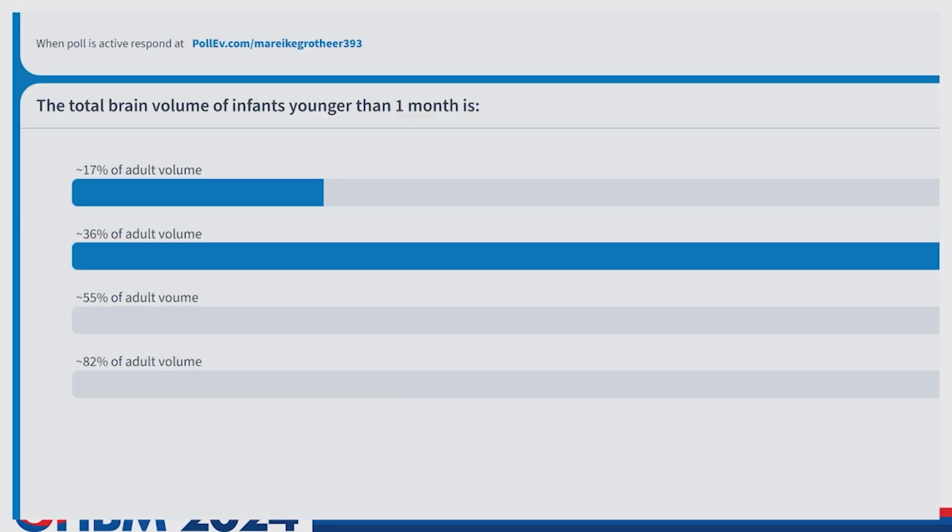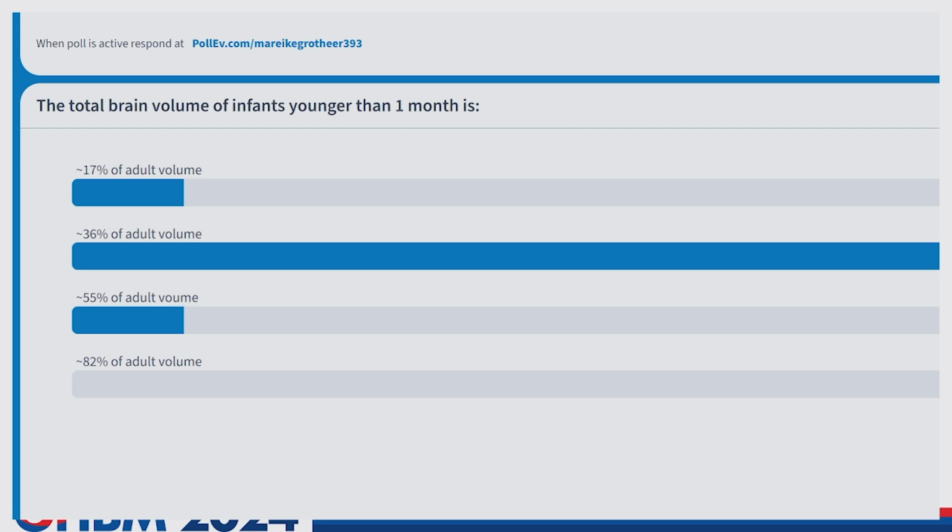So what do you think? The total brain volume of infants younger than 1 month is 17% of adult volume, 36% of adult volume, 55%, or 82% of adult volume. Nice, the majority of you is correct.